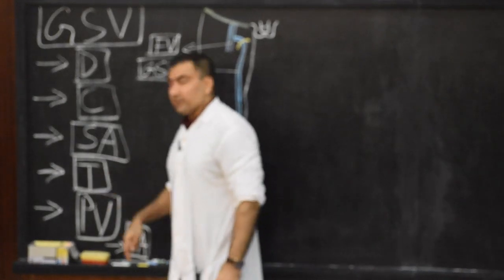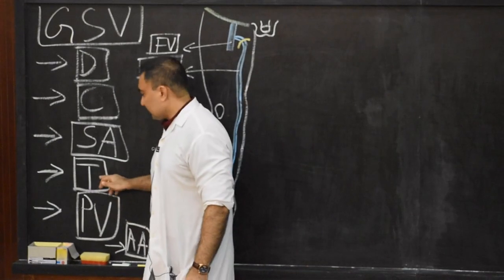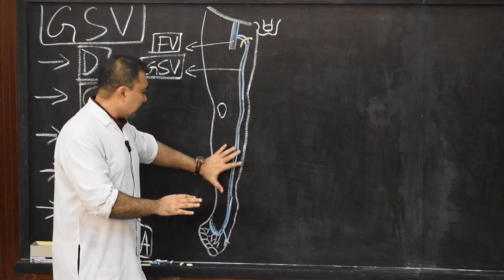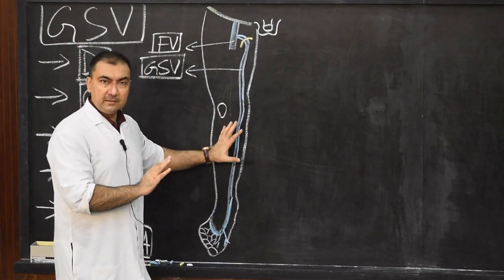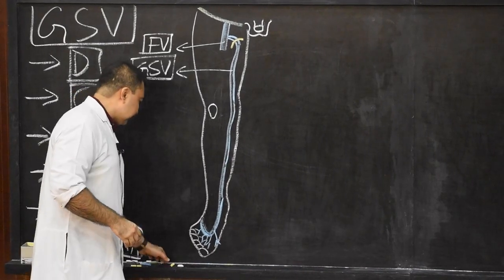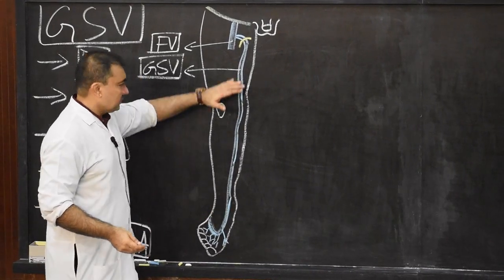We come to the tributaries. One of the most important portions, the tributaries. Now in the tributaries, we take the help of the same diagram and we draw the tributaries. And how do we draw the tributaries? We start from below and we go up.